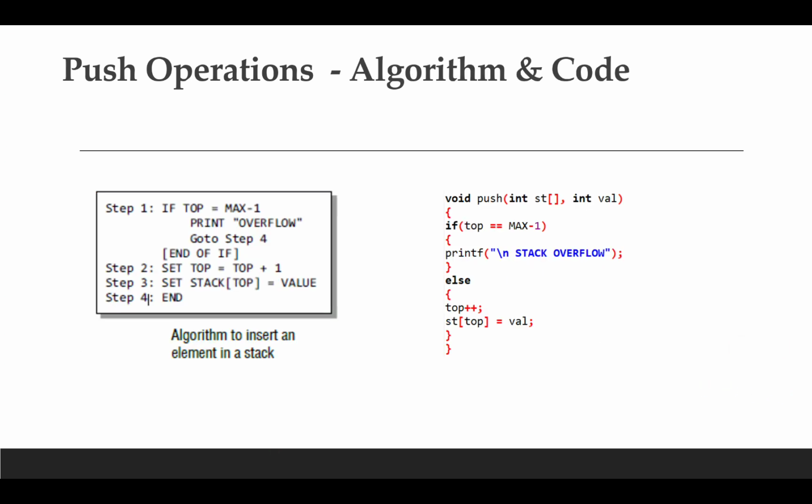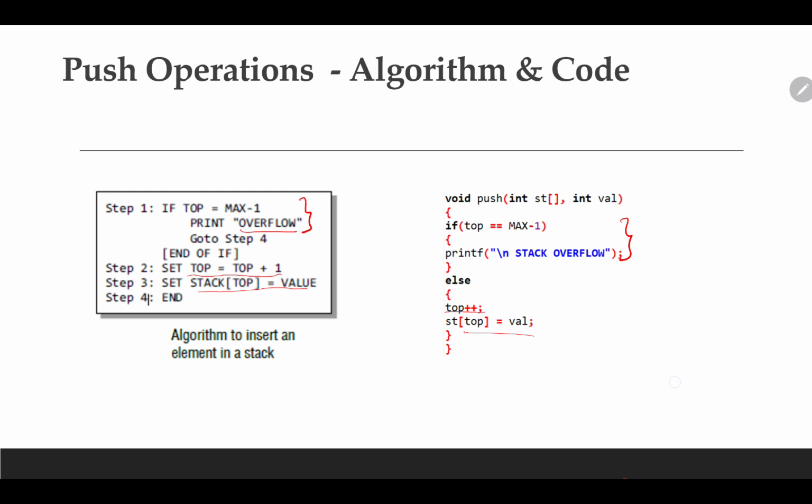Next we will see about the algorithm. This is the algorithm for doing the push operation. First we are checking the condition, what we have done here in the code. We are checking the condition top is equal to max minus 1. If it is true, it will print the message as overflow. Otherwise it will come out of the code. If it is false, first we are incrementing the value of the top. Then we are assigning the value to the stack. It's simple. The code is simple only.